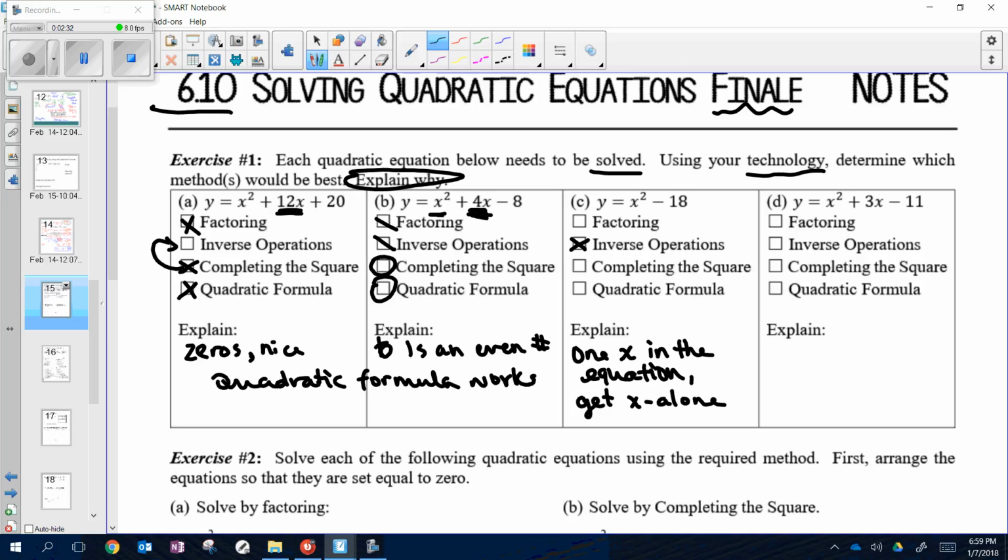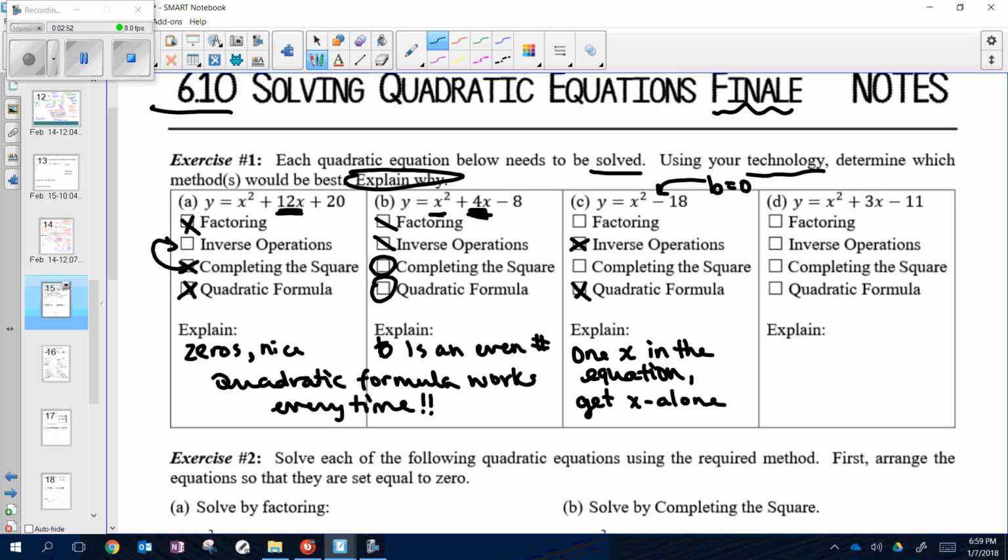Works every time, as long as you can determine what A, B, and C are. In this case, if we did the quadratic formula, the B value is not there. It would be a 0, but you could certainly still do the quadratic formula.